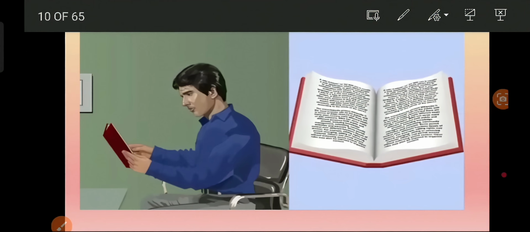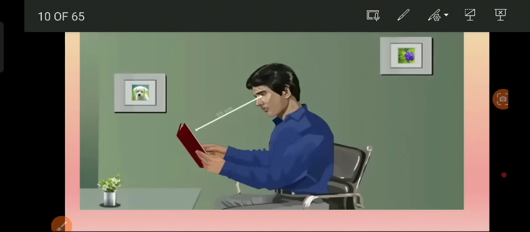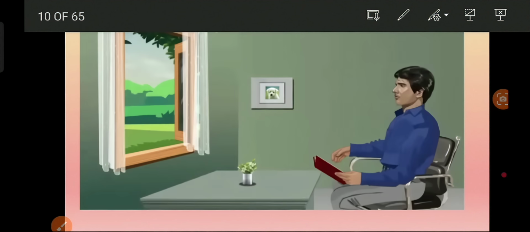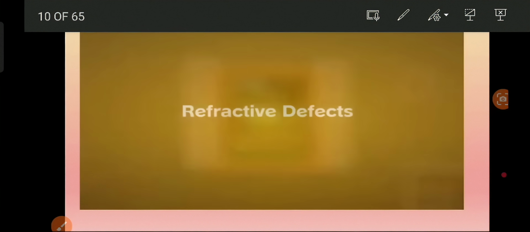For a normal eye, the least distance of distinct vision, that is the near point, is 25 centimeters. The far point, that is the maximum distance the eye can see clearly and distinctly, is nearer to infinity. That is, we can see the image. If the eye has any defects, we can't see the image clearly and distinctly.